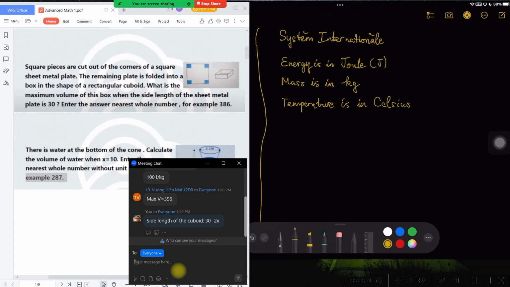The height is x, because it's the side of the blue part. The height is basically x as well. Very good, because you fold it up, right? Okay, so what do we have here? The volume of the cuboid is equal to 30 minus 2x times 30 minus 2x, and then times x.